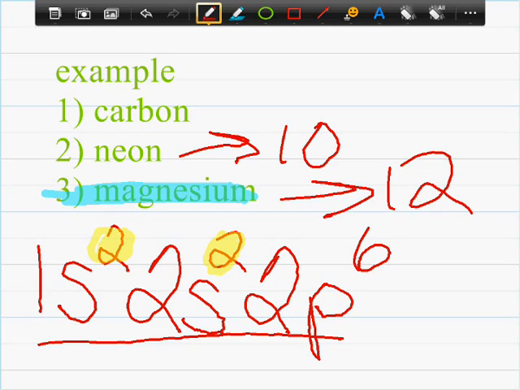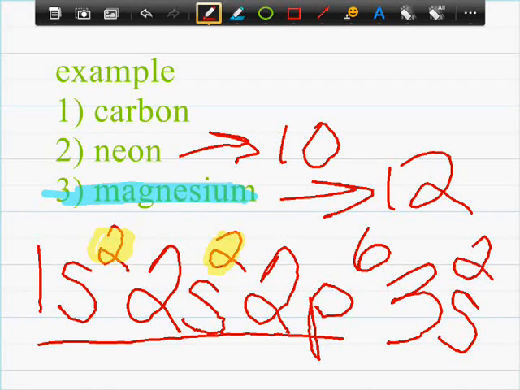So we move on to the next orbital after 2p, which is 3s. And we place our 2 extra electrons right there. And now we have, instead of neon's electron configuration, the configuration for magnesium.